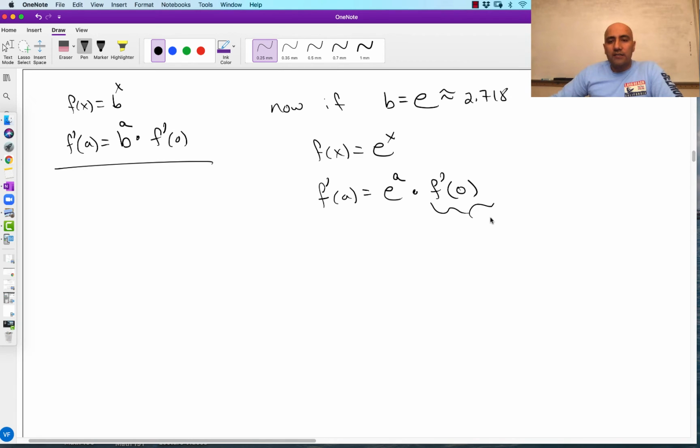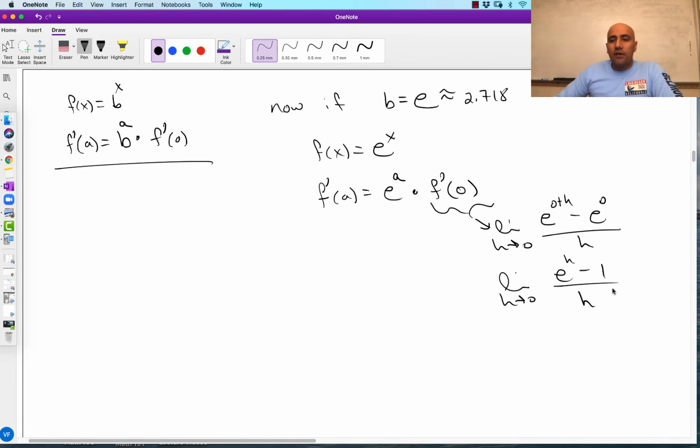So for us, this is equal to the limit as h goes to 0 of e to the power of 0 plus h minus e to the 0 all over h, which simplifies to the limit as h goes to 0 of e to the h minus 1 over h. And we know that this is exactly equal to 1. Okay, that's by definition. That's how we know it, I should say.